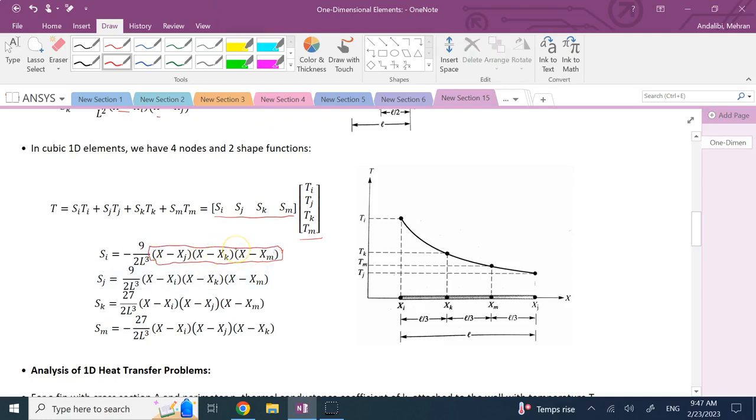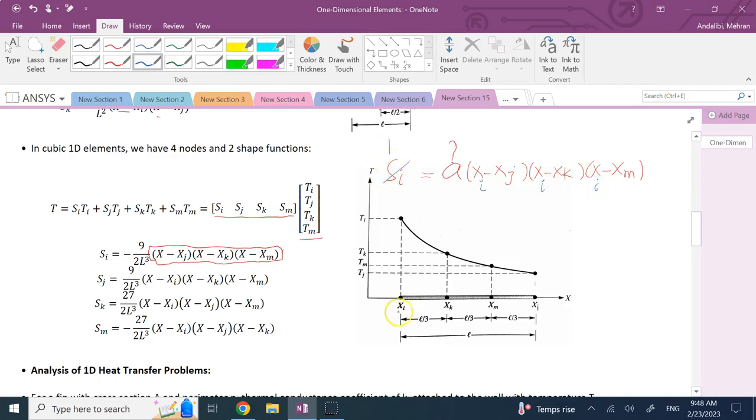Okay, this is what we call the Lagrangian interpolation. The form of it is some constant a times x minus xj, x minus xk, and x minus xm. That's how the form of this Si should be. The question is, what is this a? Well, all I need to plug in is xi here and see what I will get. I should get a 1.